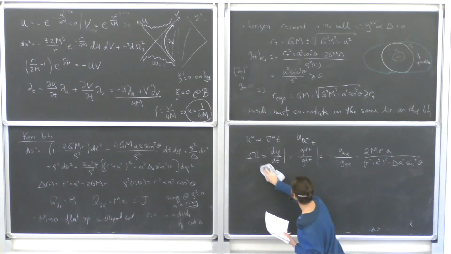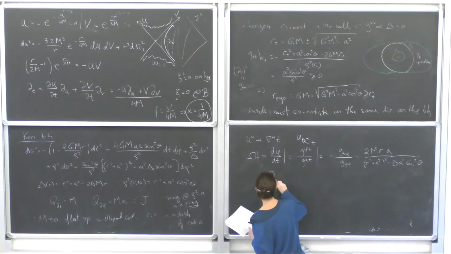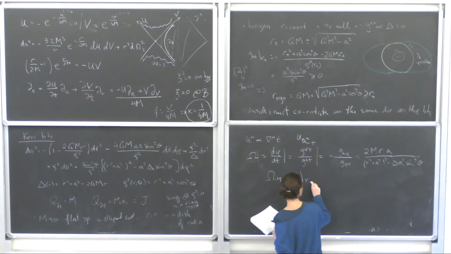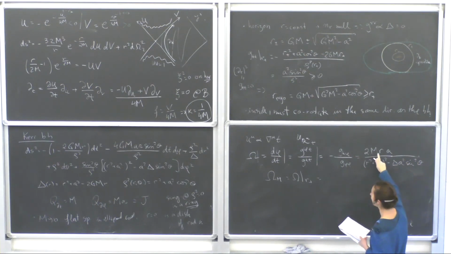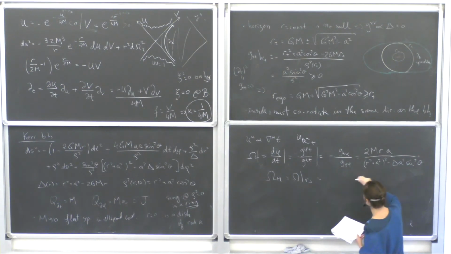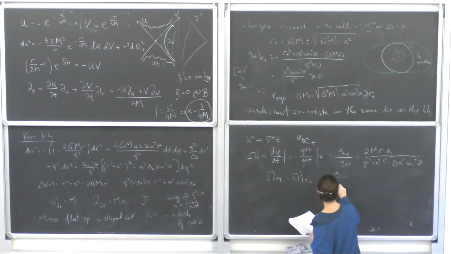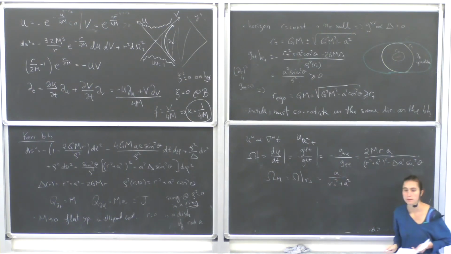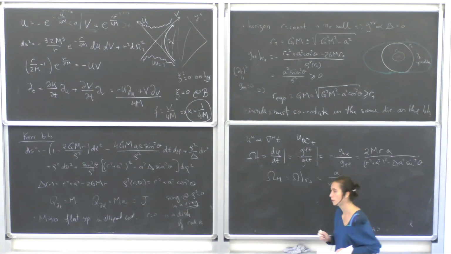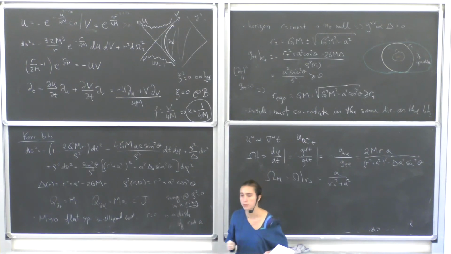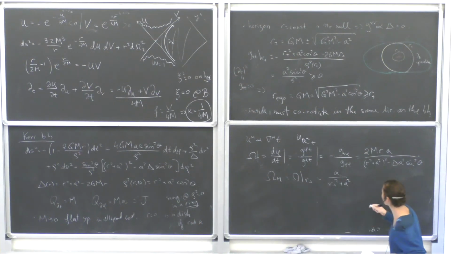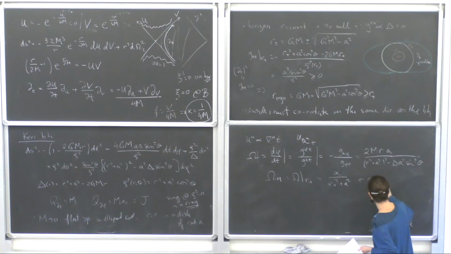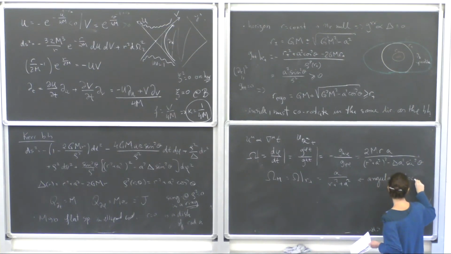And when you're going to the horizon, you can define omega h, which is omega at r plus. And at r plus, delta is 0, and 2M r plus is r plus squared plus a squared. So you're just picking a over r plus squared plus a squared. So this is the angular velocity of this locally non-rotating observer, which is sitting right above the horizon. And for this reason, this thing is called the angular velocity of the horizon.